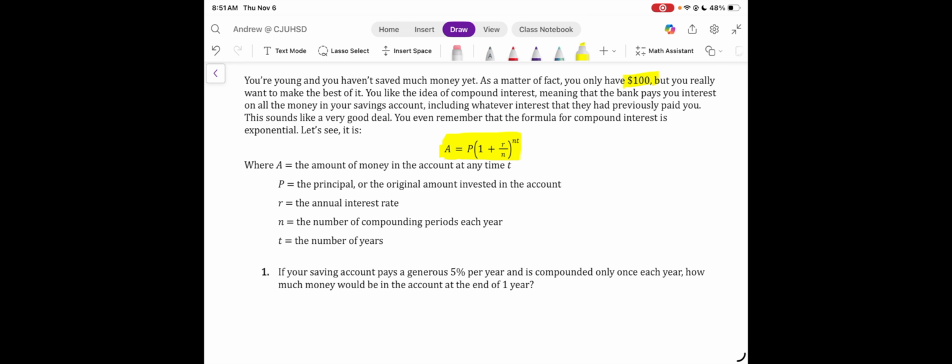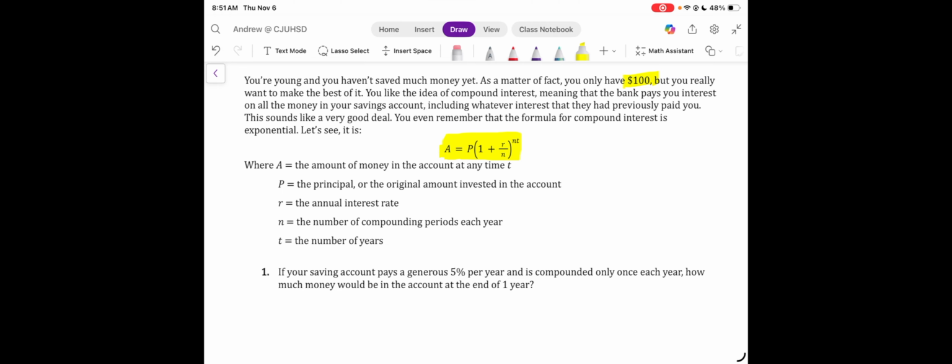So A is the amount of money at any time. P is the principal. That means the original amount you put into the account. R is the annual interest rate. That must be as a decimal. And N is the number of compounding periods each year. That means how many times do you compound? And T is the number of years.